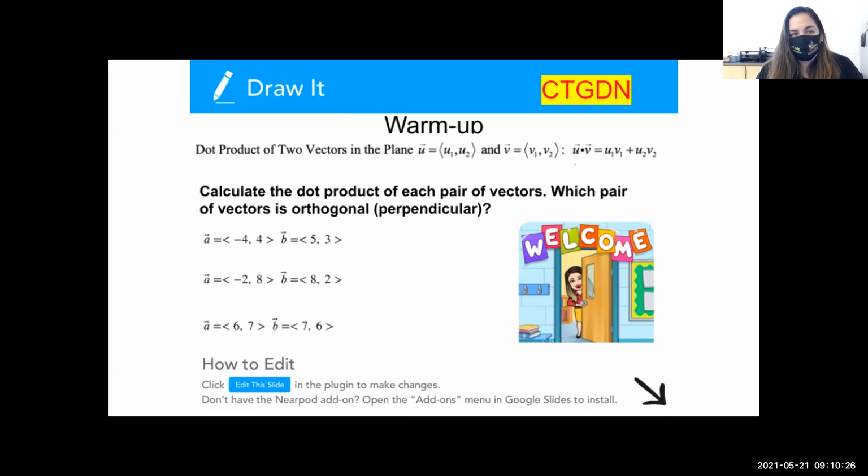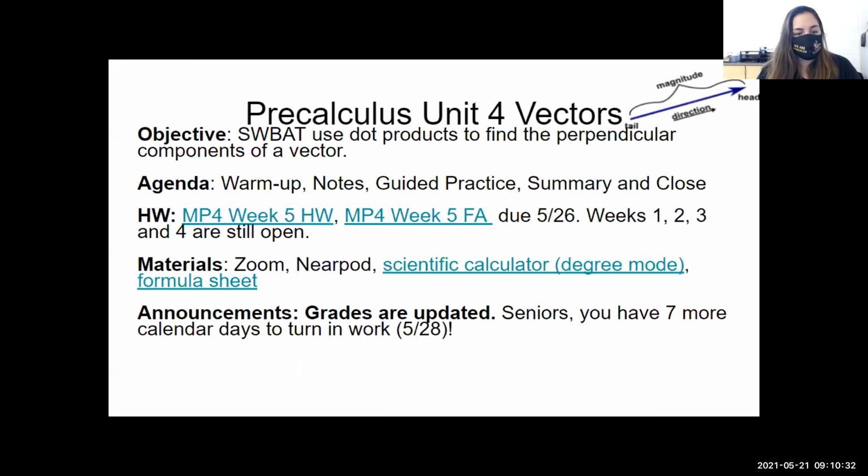Okay, I'm going to slide you forward in the Nearpod and we'll talk about what we're doing today. So today we are going to use dot product to find the perpendicular components of the vector. Okay, so we know how to find a dot product, but now we're going to use that dot product formula to find a perpendicular vector, or what we know about perpendicular components of a vector.